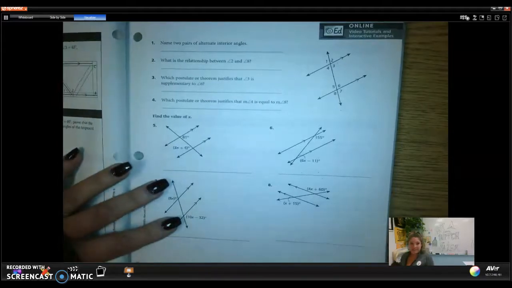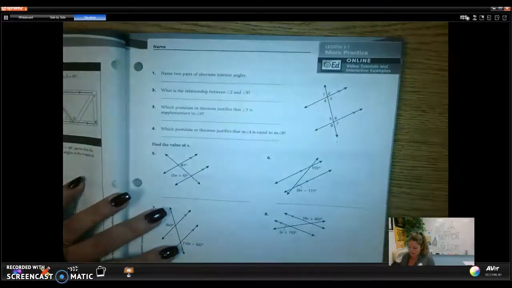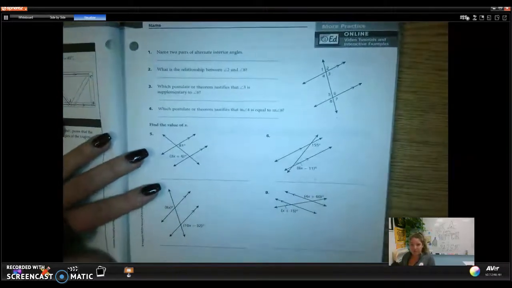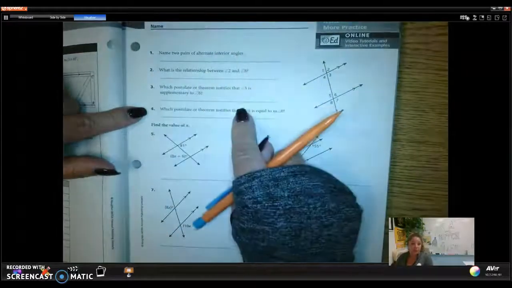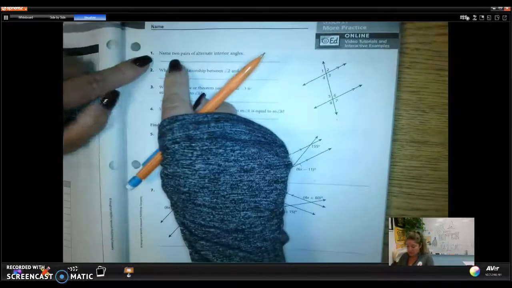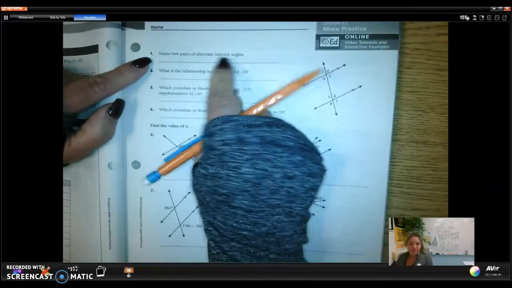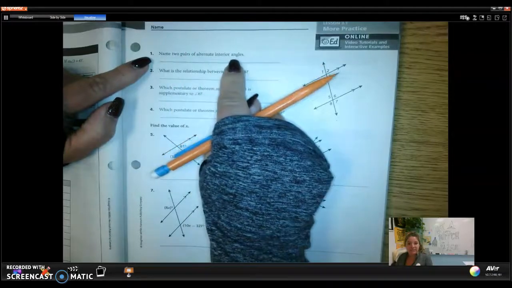So this is in your workbook. This is actually lesson 3.1, and this is page 39, okay? So the first thing that we talked about were basically numbers 1 through 4, okay? So remember that vocab from the other day, right? We want to name two pairs of alternate interior angles.